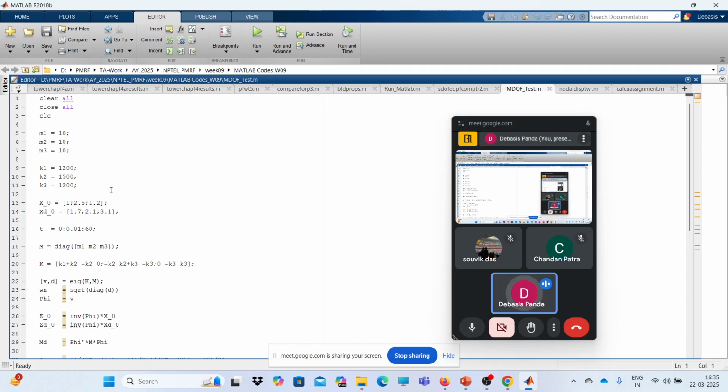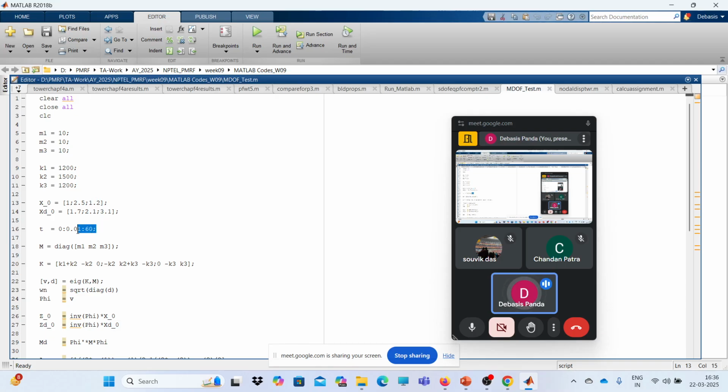Now what we need to do? We need to define the initial conditions. So the initial displacement for the three degree of freedom system is given as 1, then 2.25 and 1.23. You can change it, like you can start your system from absolute rest, so you can provide these vectors as 0, and xd also provides some velocity.